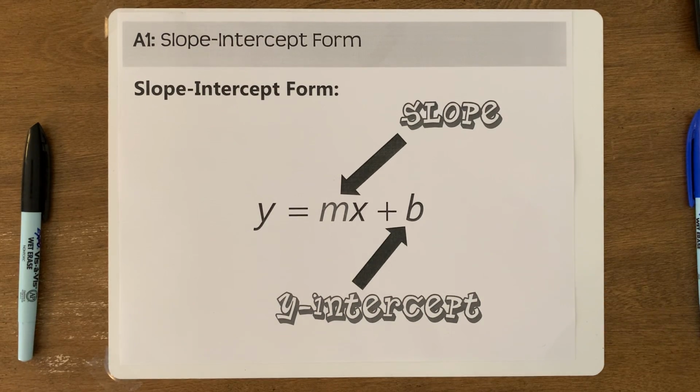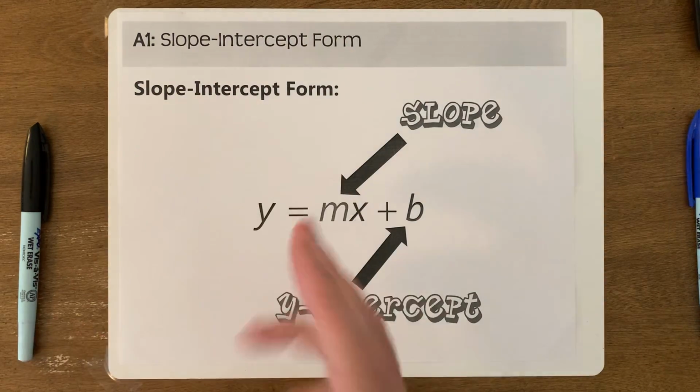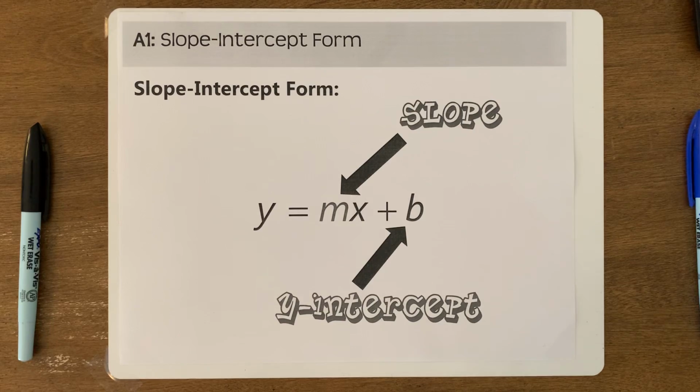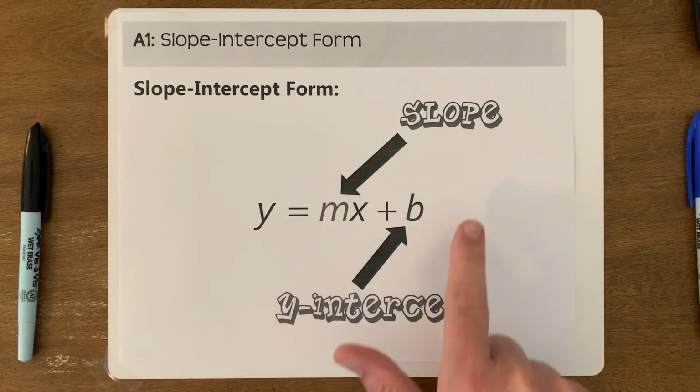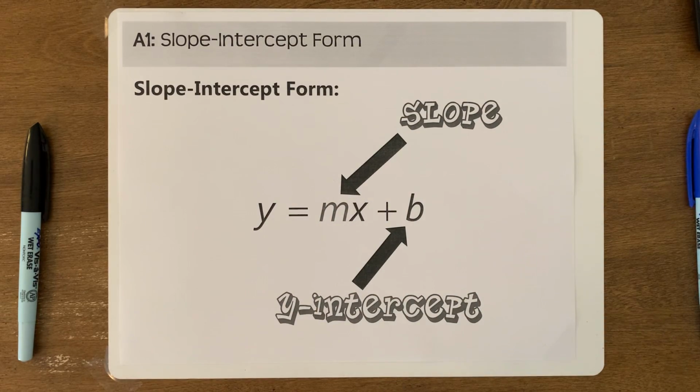Today we're going to talk about graphing some lines in slope-intercept form. The first slide I have for you is what slope-intercept form of a line is. This is the most common way that you're going to see lines when you have to graph them. It's not the only one, but it's the most common.